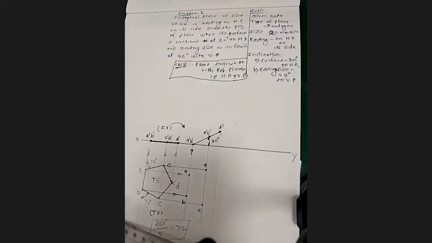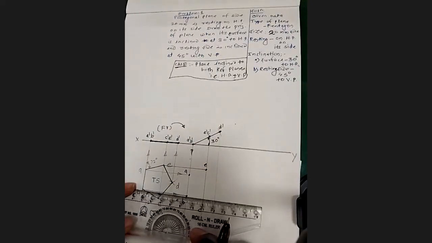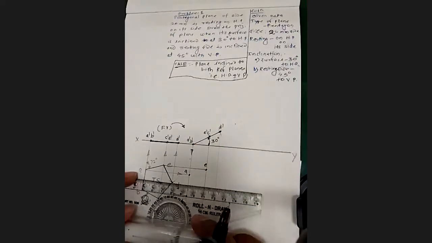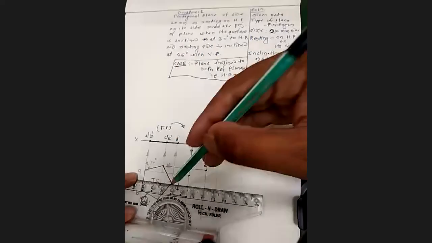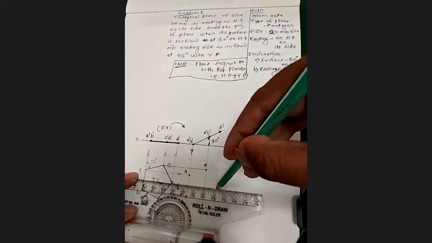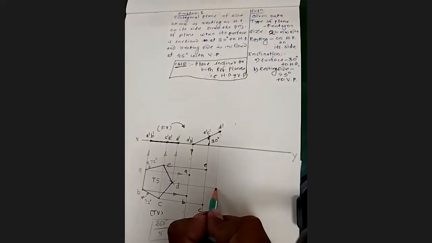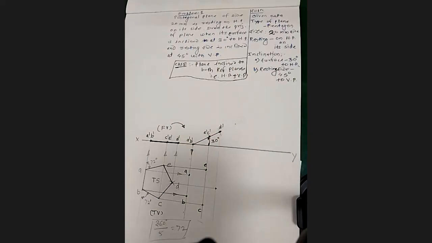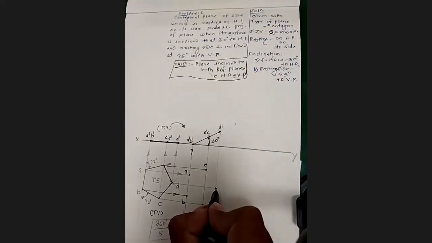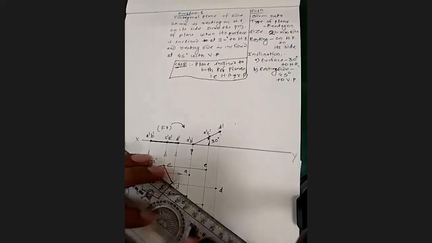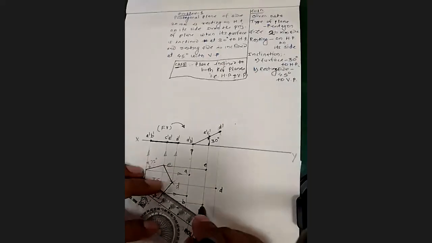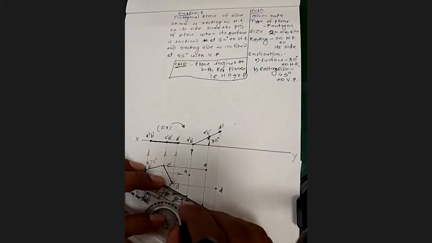Now next, the D point: vertical projection from D and horizontal projection from D. I will adjust it with one of the horizontal lines and take the projections. Now it is intersecting at this point. We will mark it, and I will name this point D. Then we can join it. Get it joined.